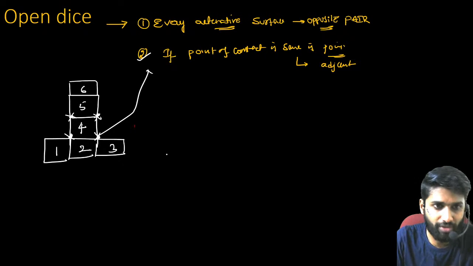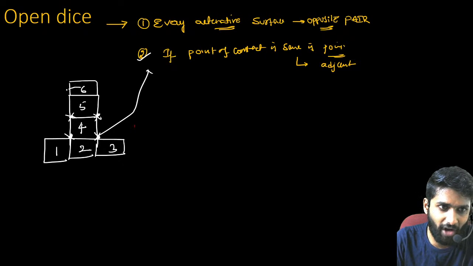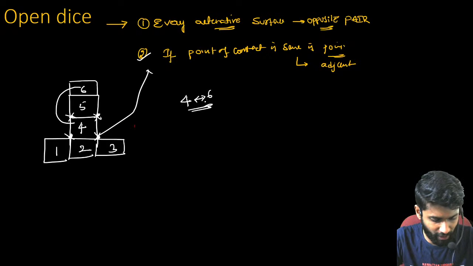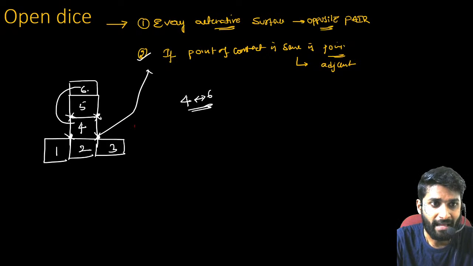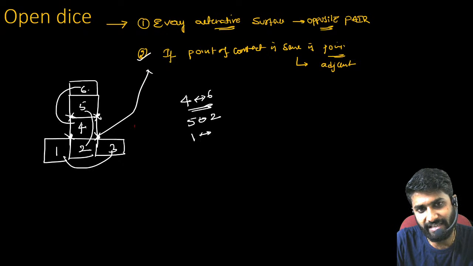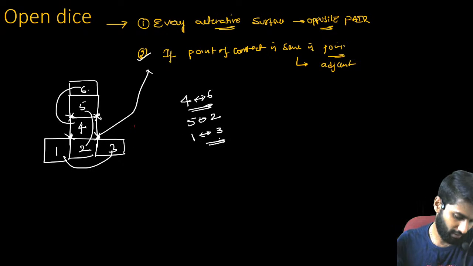Never opposite. That's why, see, every alternative surface: 4 and 6 is a perfect opposite pair. That's why you just consider every alternative surface. Every alternative surface means 6 and 4 is an opposite pair. Again, 5 and 2 is a perfect opposite pair. And 1, 3 is a perfect opposite pair. This is the only one question.